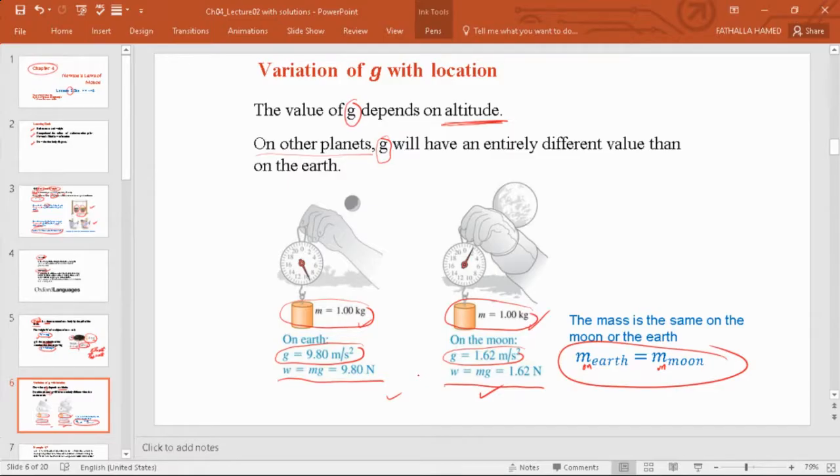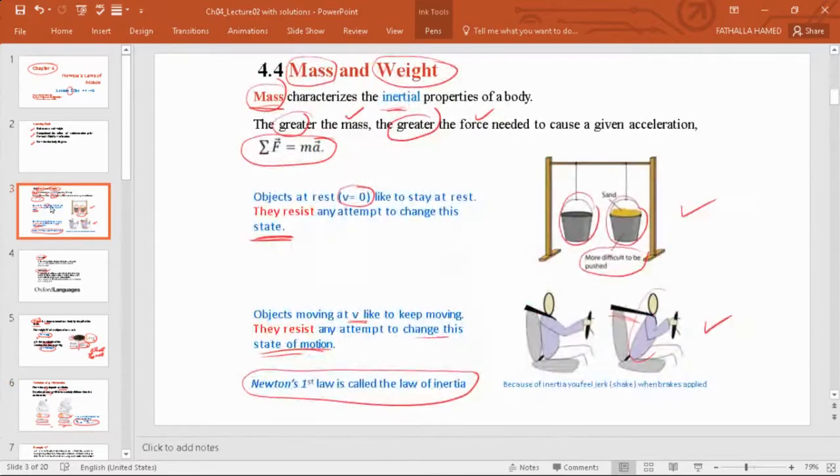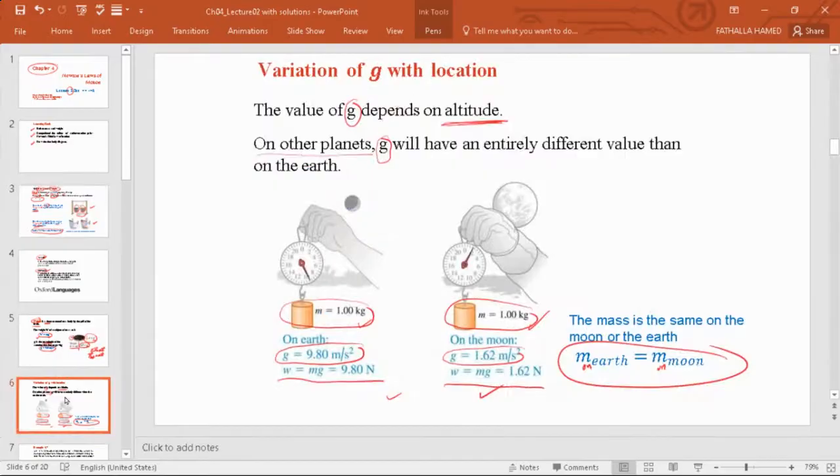And if you recall, in the beginning, we said mass characterizes the inertial property of a body. So here, you should notice the difference between mass and weight. Is this clear?